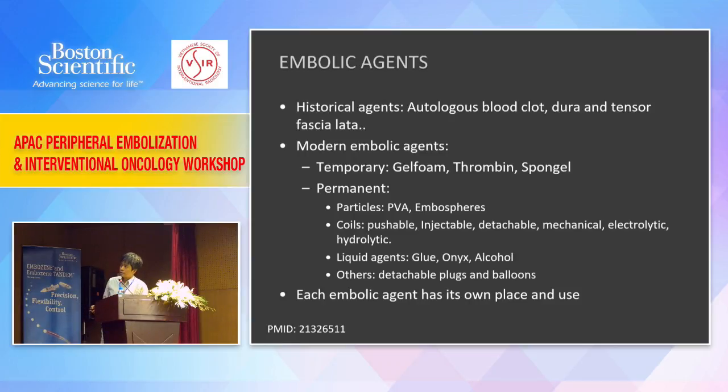And in most cases we use a permanent material like particles or coils, and there are a lot of kinds of coils that we have to be familiar with to be able to choose the best coil for the intervention. And the liquid agent is one of the most frequently used in developing countries like Vietnam, because it's cheap and in most cases it's very effective. And other materials like a plug or balloon are also used in some special cases.